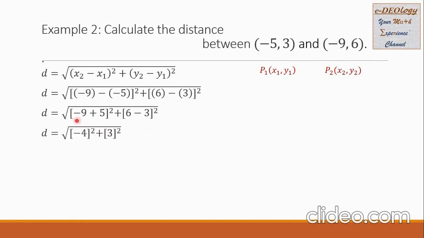Then we simplify further. The negative 9 plus 5 is negative 4. And then that is squared plus 6 minus 3 is 3. We copy the power 2. Then we simplify again. The square of negative 4 is positive 16 plus the square of 3 is 9. 16 plus 9 is 25. And we can simplify the square root of 25 to be 5. And our answer for the distance is 5 units.